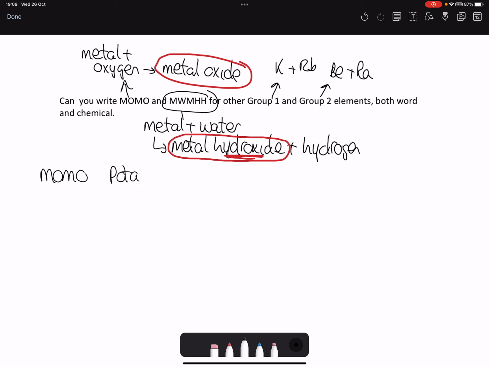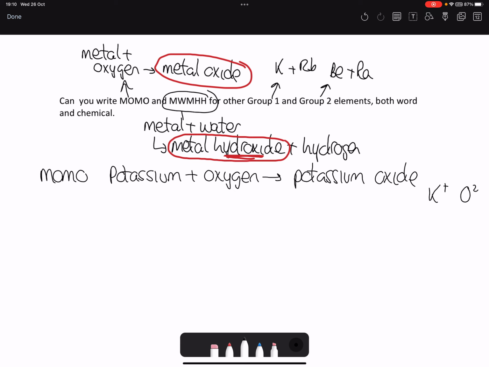So the word equation, which you would have to finish in ordinary level, but in higher level it will be straight into the chemical or the formula equation, gives me potassium oxide. So for potassium oxide, we have to know that potassium is in group 1. It has a valency of 1, so it gets a +1 charge. Oxygen is in group 6. It gets a valency of 2.